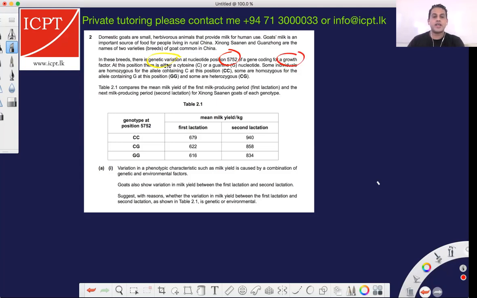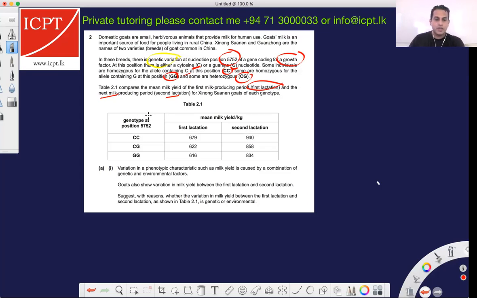At this position, there is either cytosine or guanine nucleotide. Some individuals are homozygous for the allele containing C at this position, capital C, capital C. Some are homozygous for the allele containing G, that is capital G, capital G, and some are heterozygous, capital C, capital G. Table 2.1 compares the mean milk yield of the first milk producing period, first lactation, and the next milk producing period called second lactation for Xinong Zanon goats of each genotype.